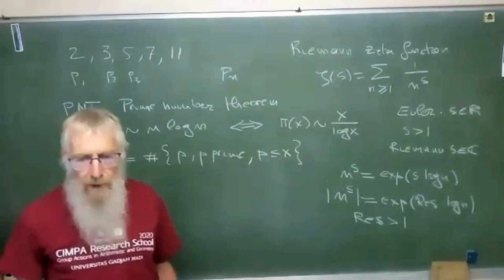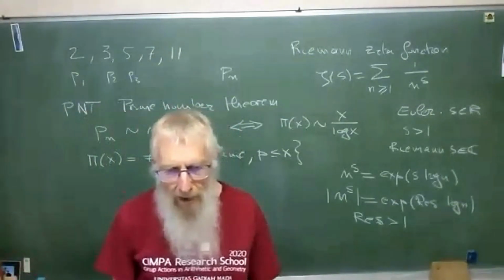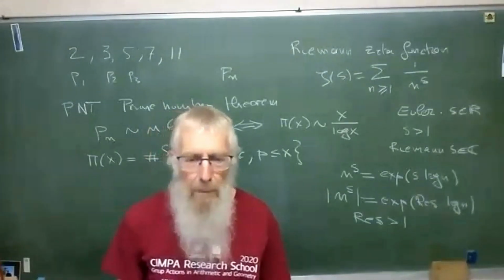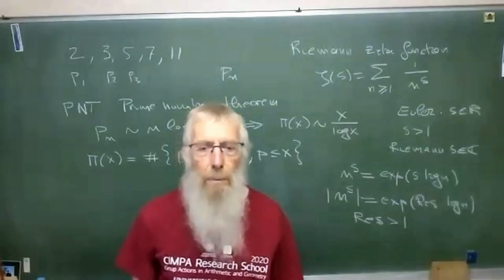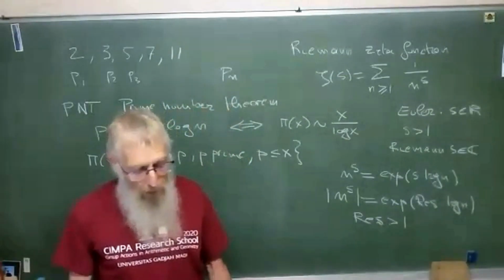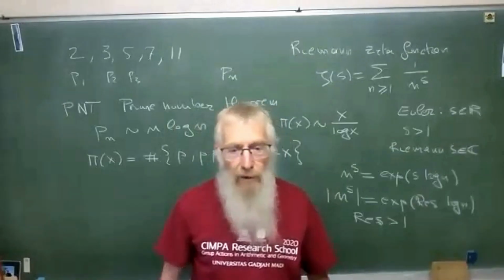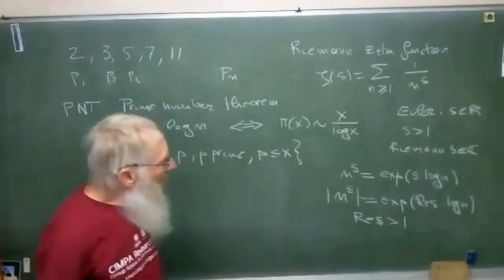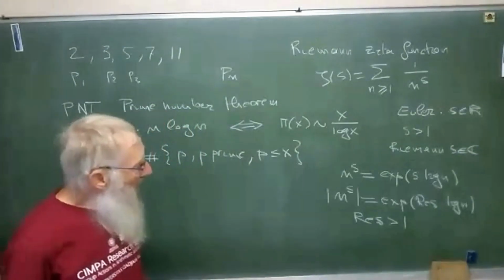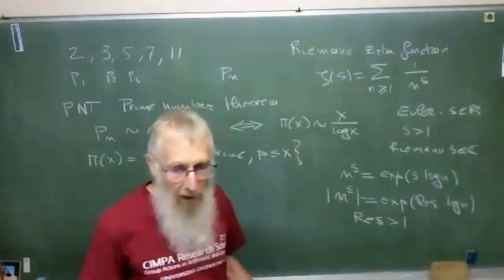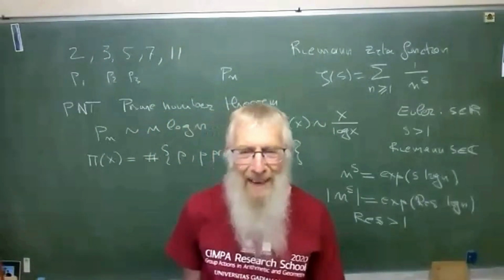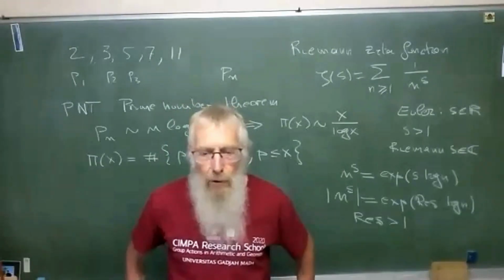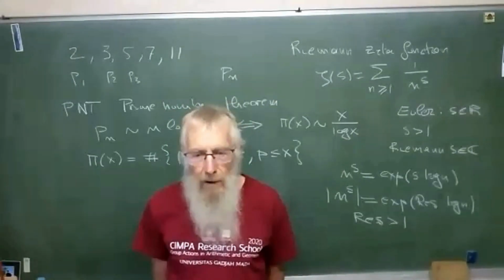Riemann published a single paper in 1859 on number theory. And this paper is a very fundamental paper, which was the source of a lot of work after that. And in this paper, Riemann proved several results about the Riemann zeta function, which was not called the Riemann zeta function at that time.